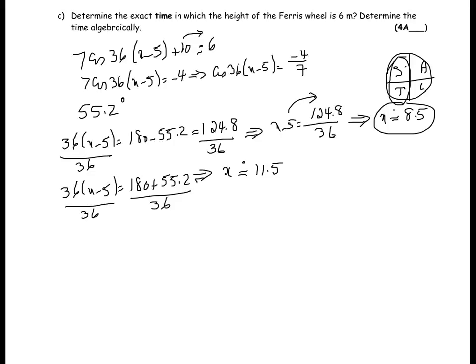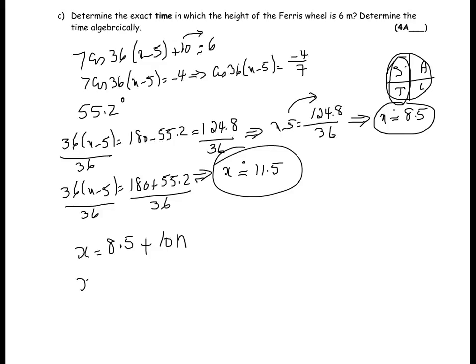Now, since we know that this is a periodic function, the cos, and these two values are going to repeat based on the period. This means that the general solution is x is 8.5 plus the period, which is 10 times n. n can be either 0, 1, 2, 3, 4, or it can be a negative number, negative 1, negative 2, negative 3, and so forth.